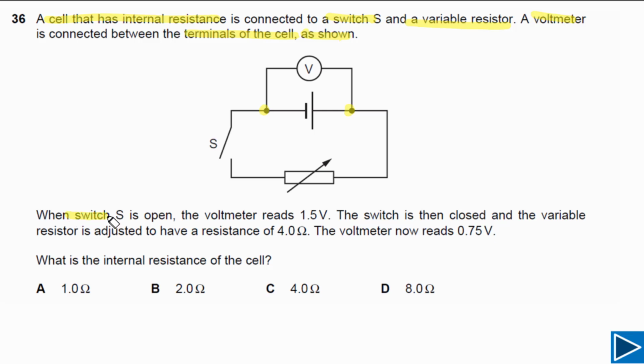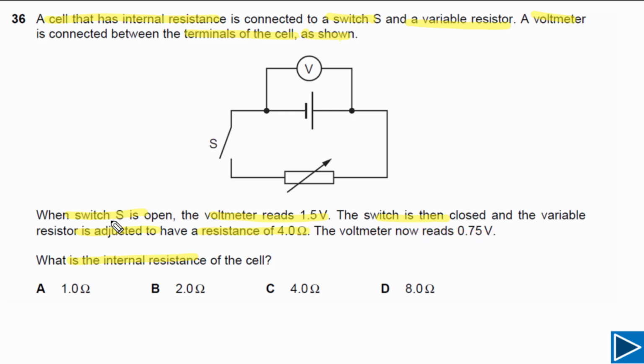It is given that when the switch is open, the voltmeter reads 1.50 volts. The switch is then closed and the variable resistor is adjusted to have a resistance of 4 ohms. The voltmeter now reads 0.75 volts. The question asks us to calculate the internal resistance of the cell.